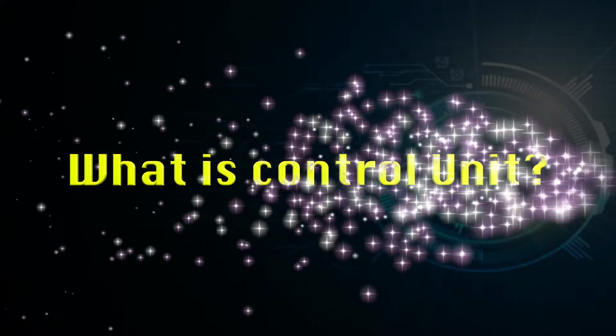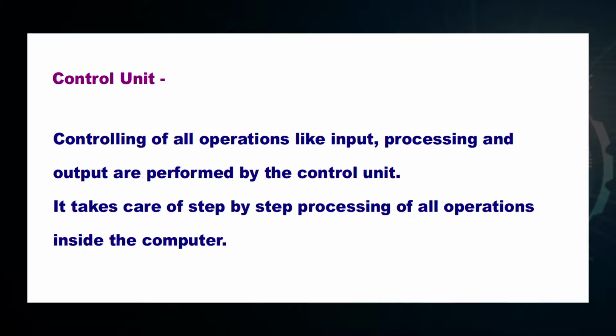What is the control unit? It is the manner in which instructions are executed and the various operations are performed. Controlling of all operations like input, processing and output are performed by the control unit. It takes care of step by step processing of all operations inside the computer.